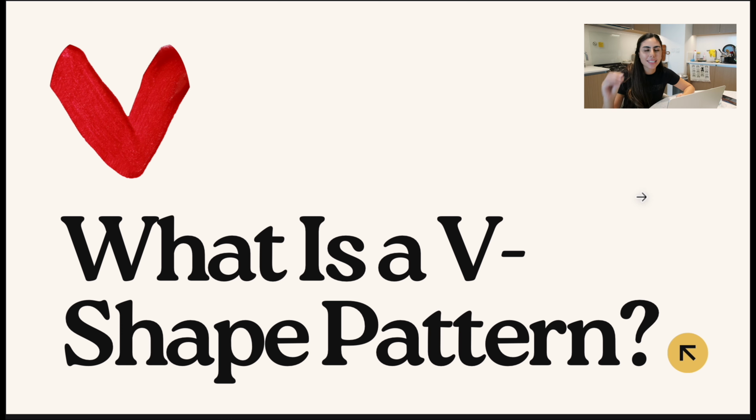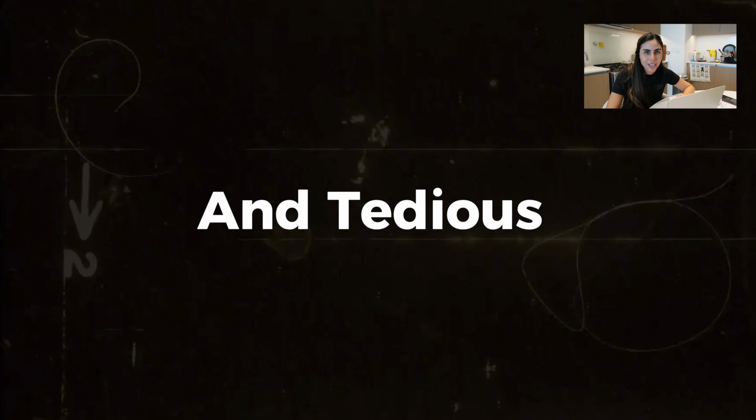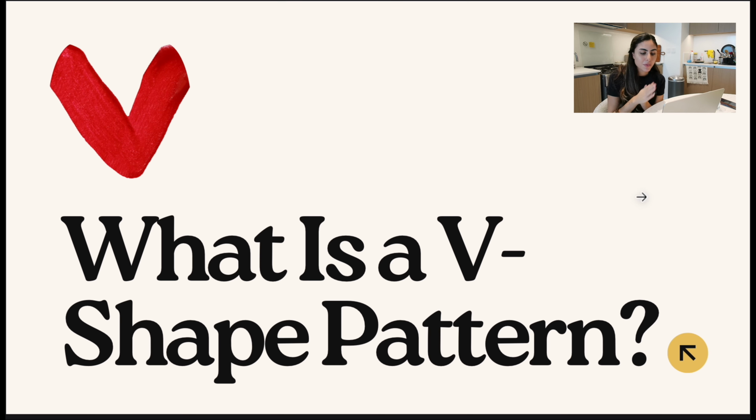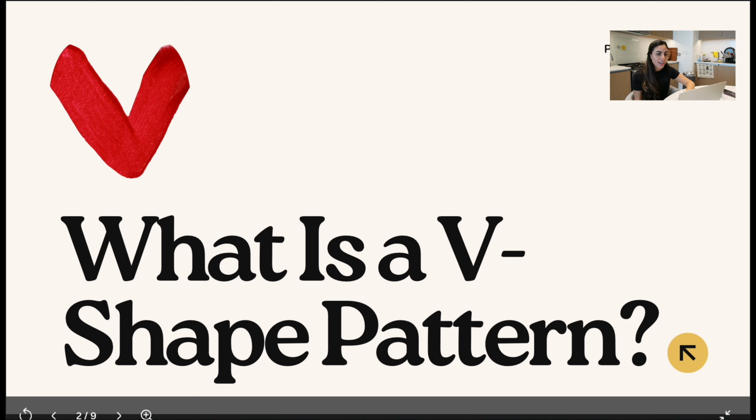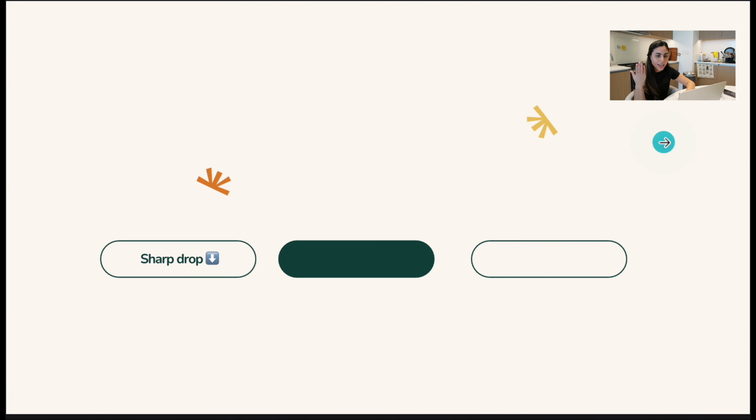Okay guys, I know this part can be a little boring and tedious, as if you're back in school, but I'm going to make this as short and quick as possible. So, what is a V-shaped pattern? A V-shaped pattern is when the market drops really fast and then bounces back just as quickly and has a quick recovery, and essentially it looks like the letter V.